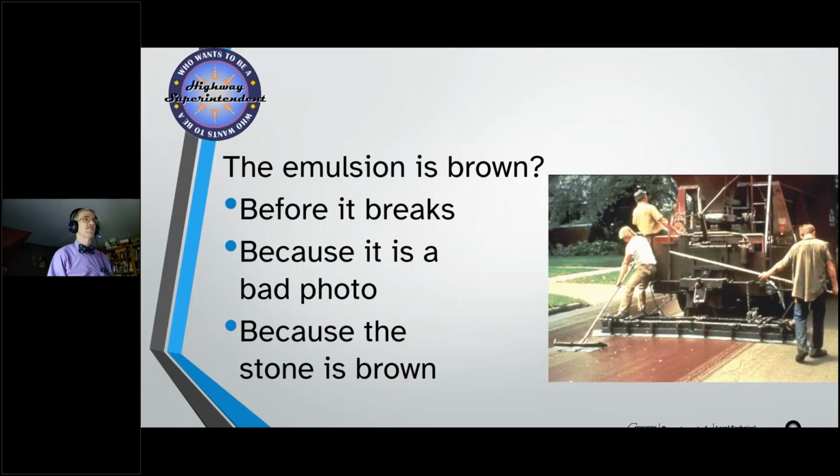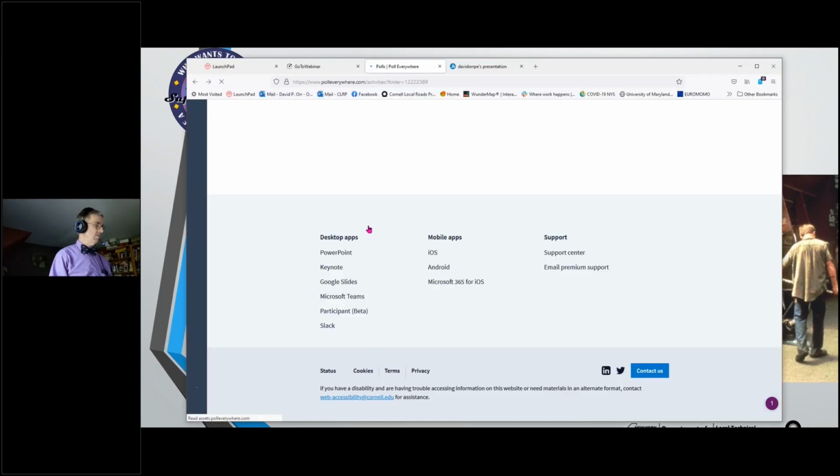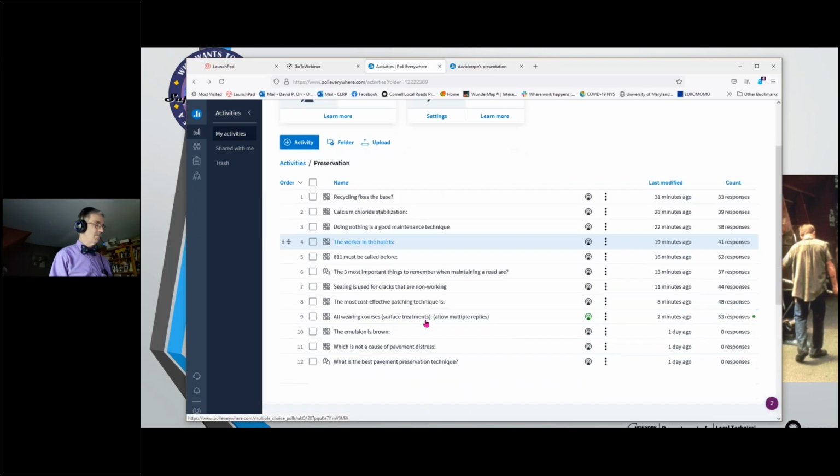The emulsion is brown before it breaks because it's a bad photo or because the stone is brown. And again, because we're going to do it this way, we'll activate that question.